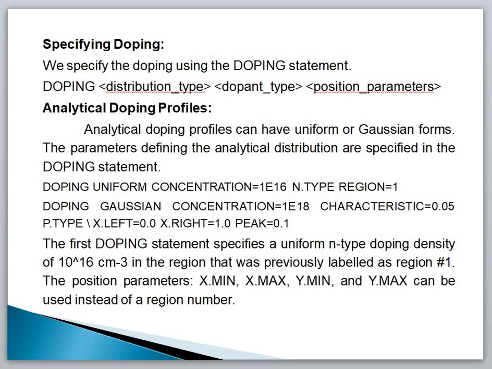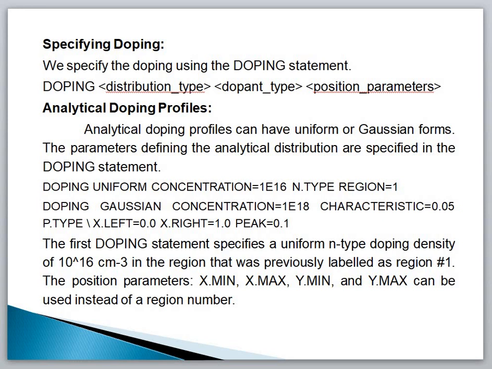After defining the electrode statement, you have to define the doping. We specify the doping using the doping statement. Doping distribution type, either uniform or non-uniform. Dopant type, N-type or P-type, with the positional parameters x minimum, x maximum, y minimum and y maximum. Analytical doping profile can have uniform or Gaussian form. The parameters defining the analytical distribution are specified in the doping statement. I have taken 2 examples, one for uniform doping and one for Gaussian doping.